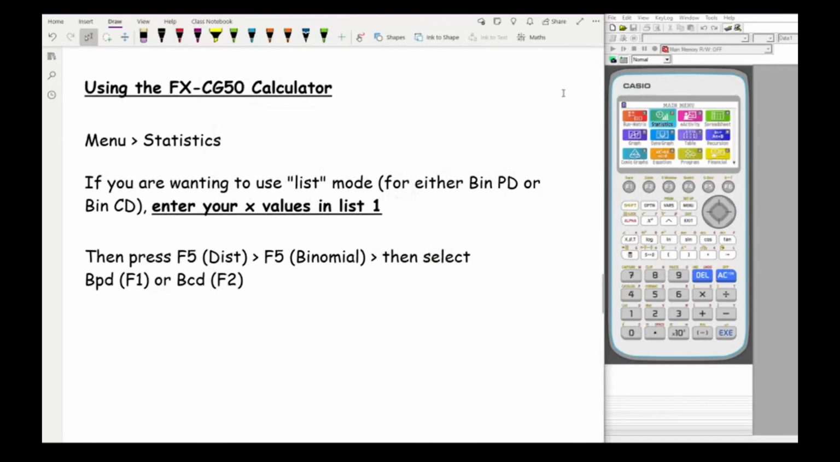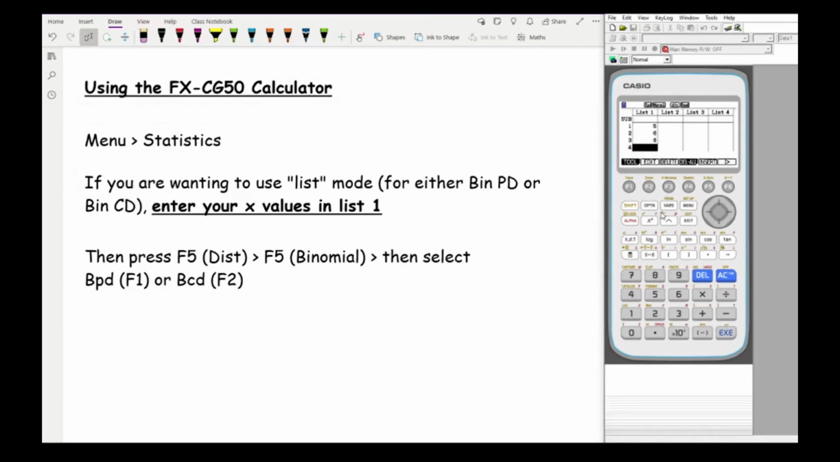Now, if you're working with the FX CG50 Casio calculator, which is the graphic calculator, it's slightly different in terms of how you access the menus and things you have to do, which is what I'm going to go through now. So to access your statistics mode, what you need to do is click on the menu screen. You want to go to option 2, which is statistics, and you'll get your table or your list of tables.